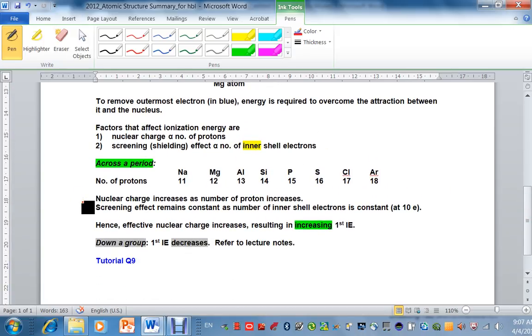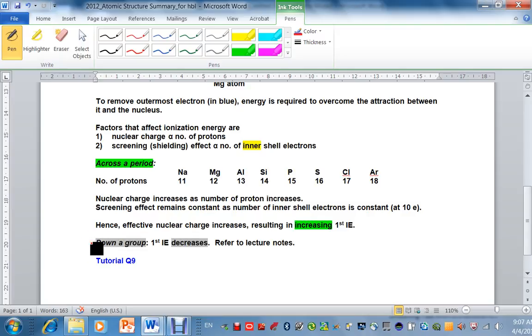To summarize, nuclear charge increases, but screening effect remains constant, and therefore the net result of these two factors, known as effective nuclear charge, increases. And therefore, first IE increases across a period.